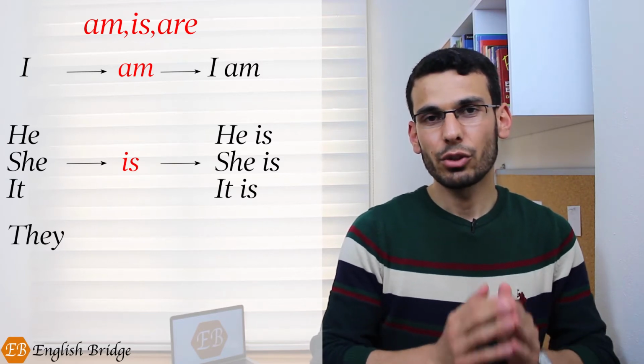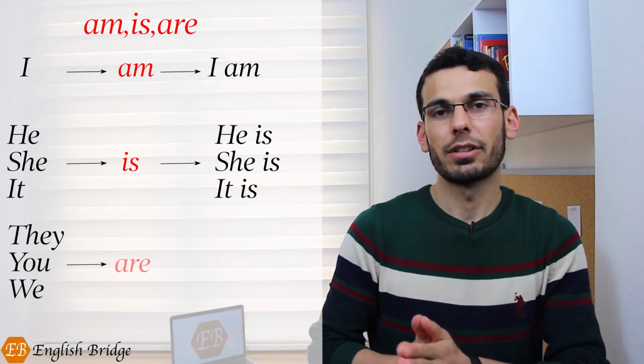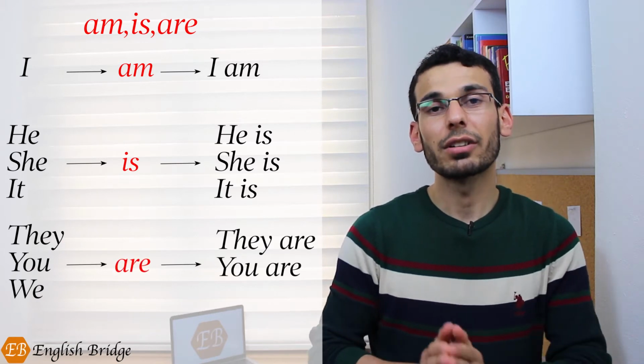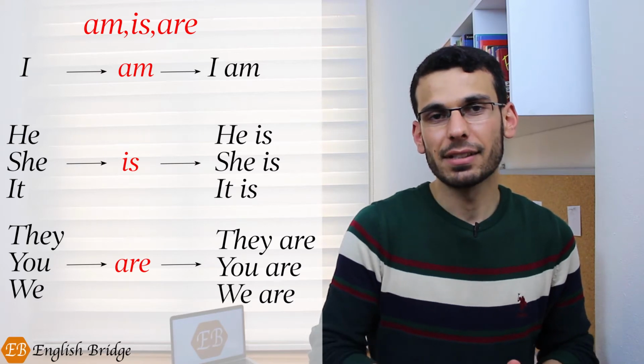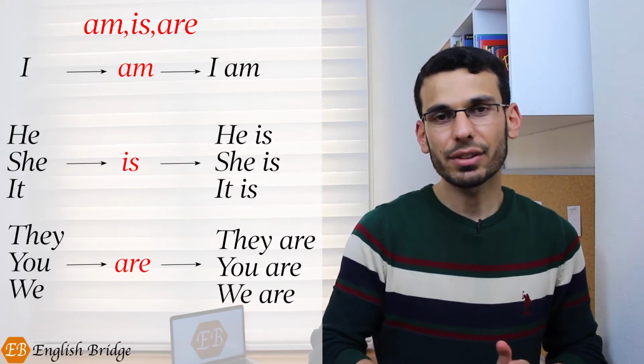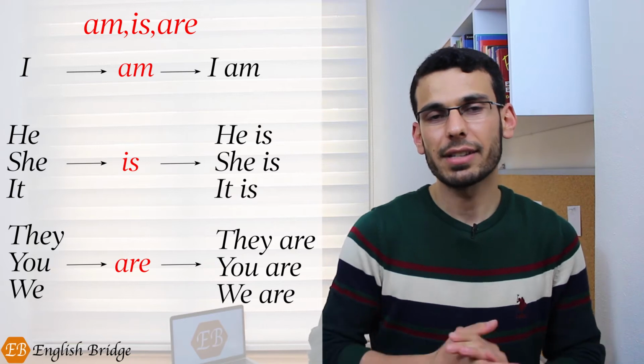Then we have they, you, we, we use it with are. We say they are, you are, we are, or we can use it with a plural noun. For example, my parents are, the children are, the cats are, etc.